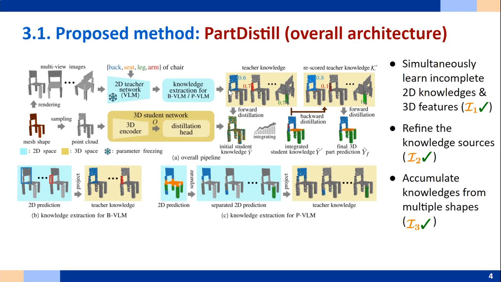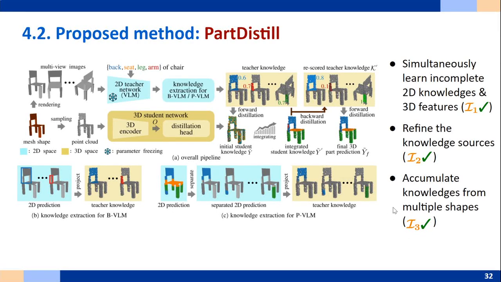And then we also observe that not all the knowledge is reliable. So we try to improve the original knowledge by feeding back the knowledge from the student in the 3D modality back to the 2D modality. And we call this mechanism backward distillation. Finally, we will have better knowledge from the teacher, and we again do forward distillation from the 2D modality to the 3D modality. We apply this whole pipeline to a collection of shapes to accumulate knowledge from them, thus alleviating the third issue.